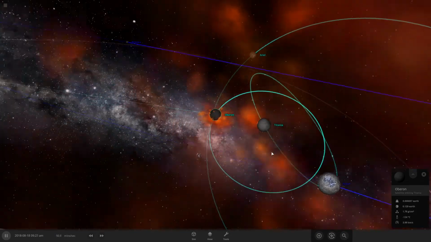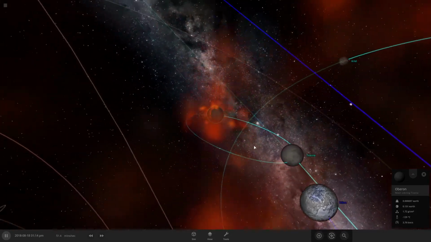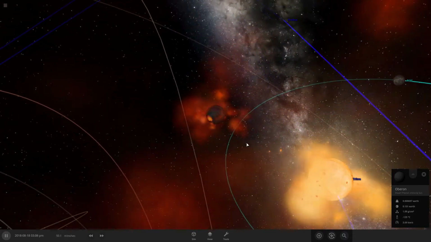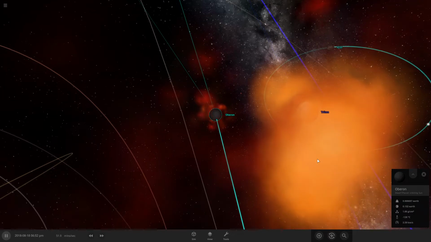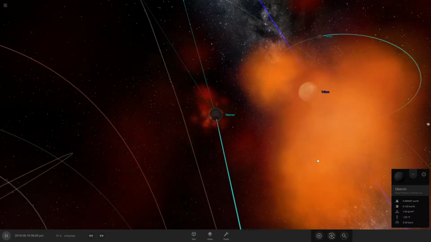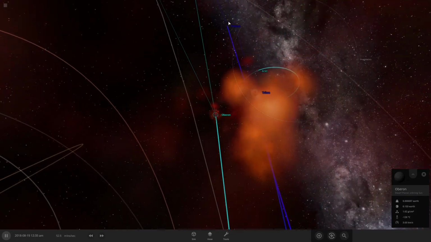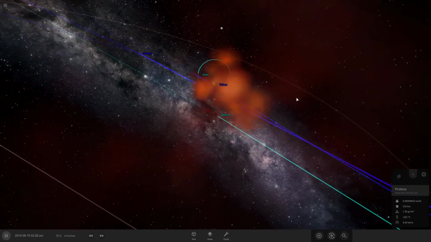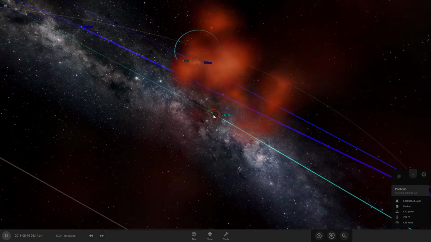Looks like Triton's coming in. Is there a collision with Titania? Yep. Triton comes in. Proteus is not going to stick around for long. Triton has Ariel now. Oberon.